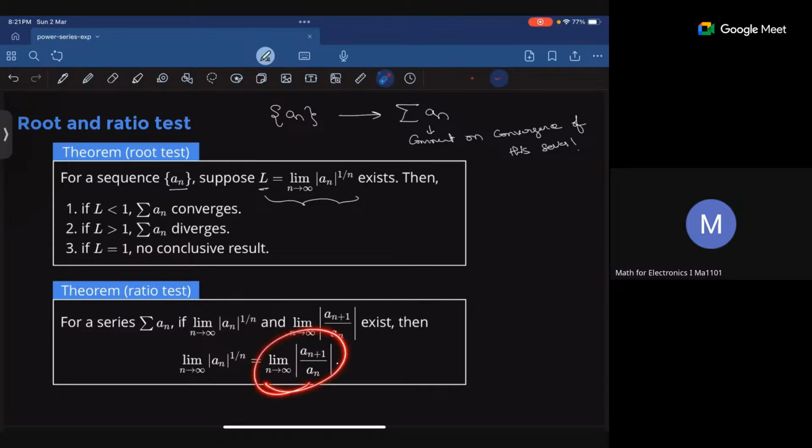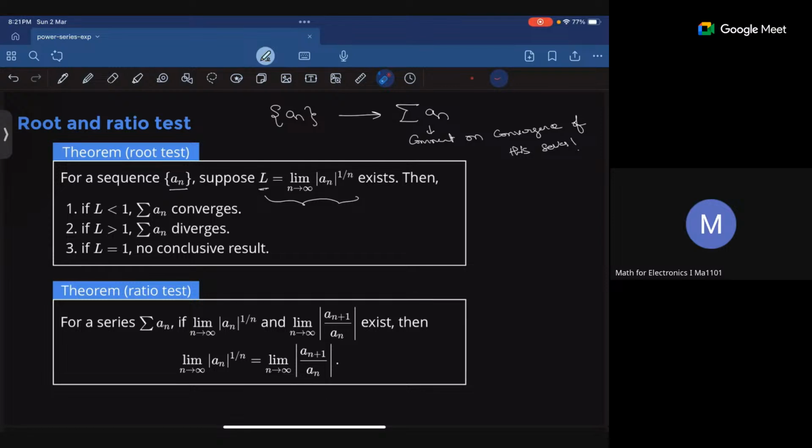So if this limit is less than 1, then we say the series converges. If this limit is greater than 1, then we say it will diverge. If this limit is equal to 1, then again we have no luck, and we state that no conclusive result is obtained by using the ratio test. And sometimes there are series which may fail the ratio test but may pass the root test.